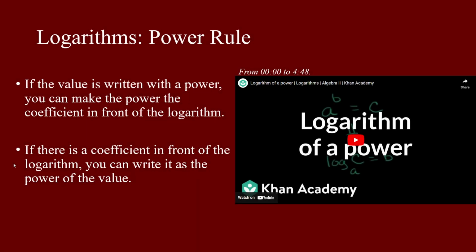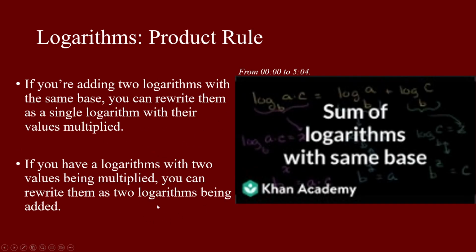Okay, so that was pretty nice, and we were able to come up with most, if not all of that, just by playing around with some logarithms. This is the kind of stuff I enjoy doing sometimes. It's just learning more stuff by playing around a little bit. And this basically says the same thing. If the value is written with a power, you can make it the coefficient. Coefficient just means the number in front of the logarithm. And if there's a coefficient in front of the logarithm, you can make it the power of the value. So you can go forward and backward with that, is basically what that's saying.